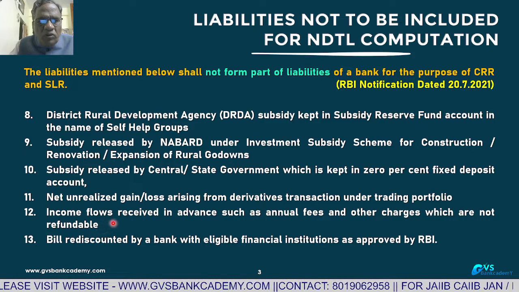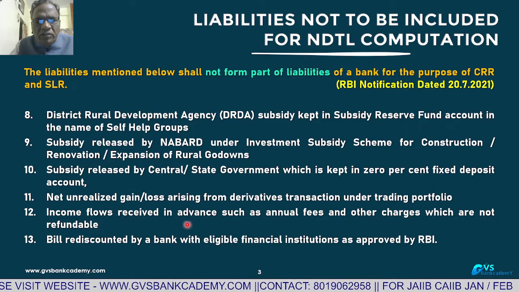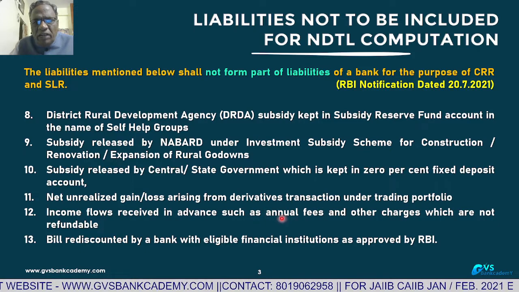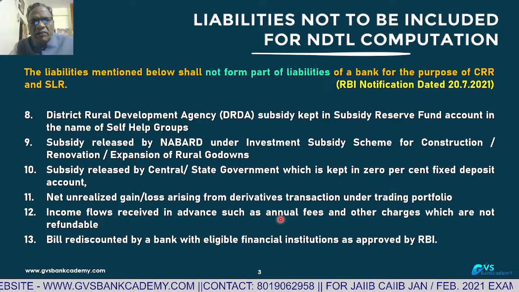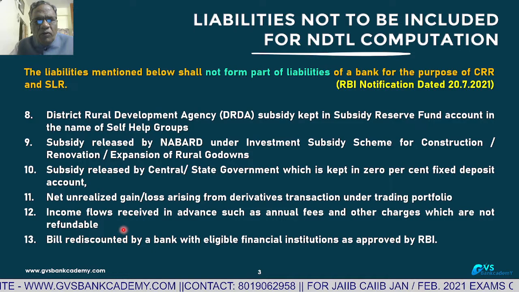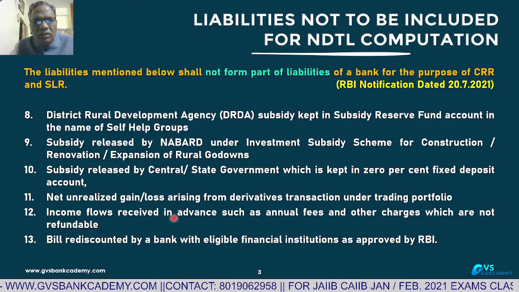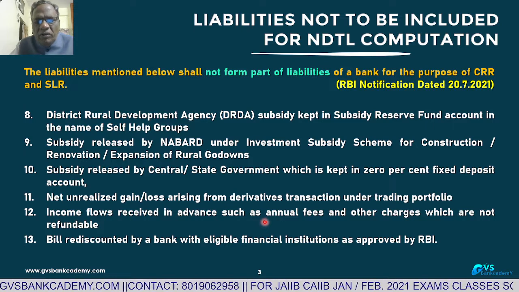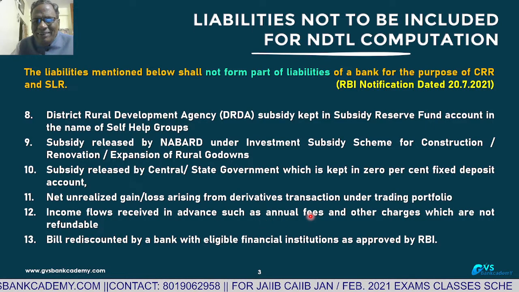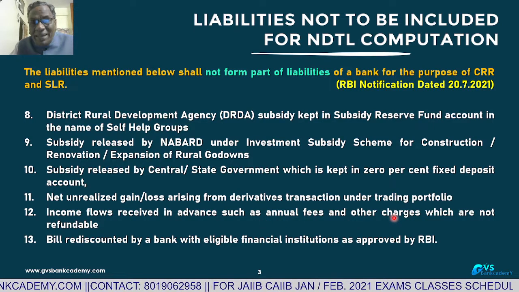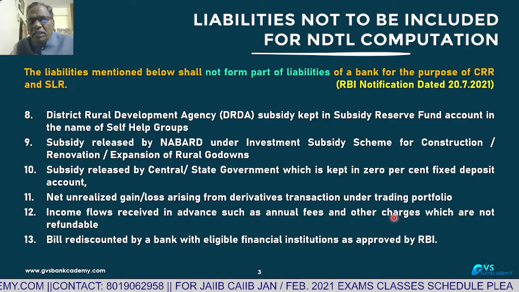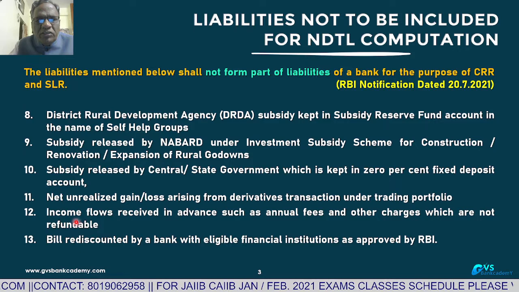Income flows received in advance such as annual fee. For example, locker rent is there. Annual fee in advance we are recovering. Income received in advance we are receiving from annual inflows, locker rent, other charges, bank guarantee commission, LC commission, in advance we are recovering.